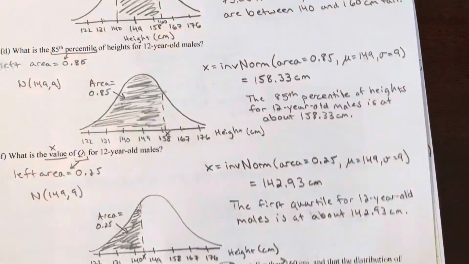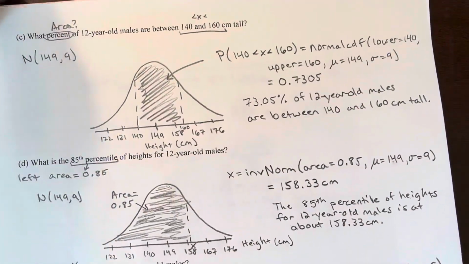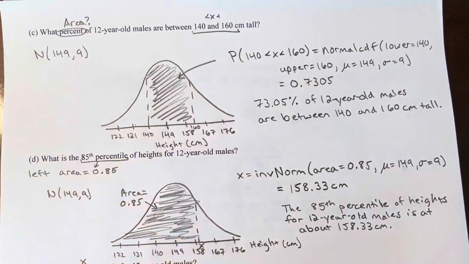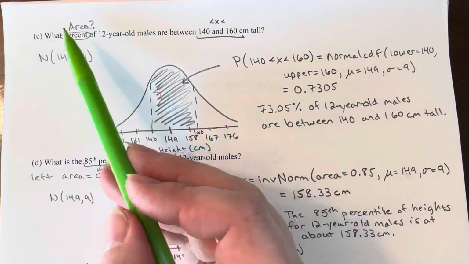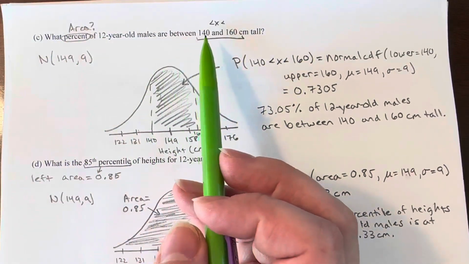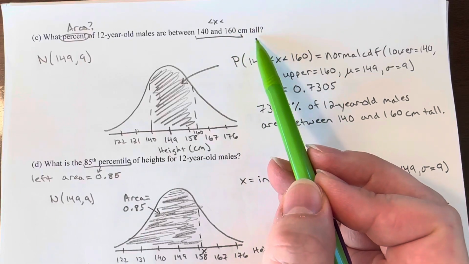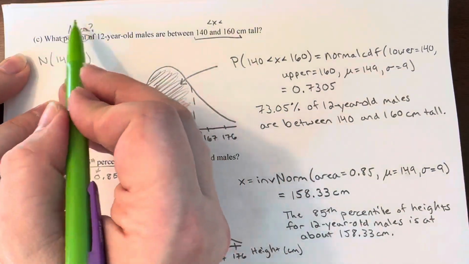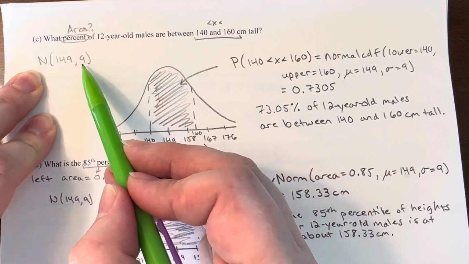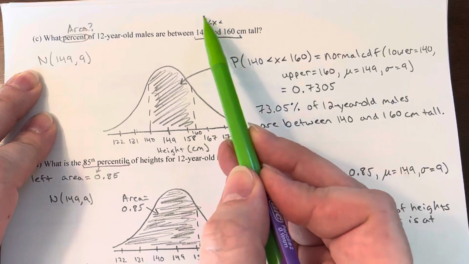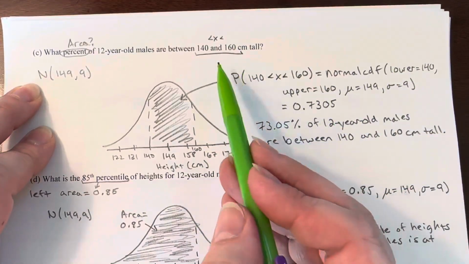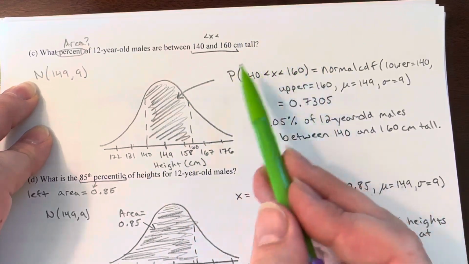Okay, let's go on to our last page of calculations because I want to show you all the different ways that we are required to play with this, all the different things that you might see. All right, so for letter C, what percent of 12-year-old males are between 140 and 160 centimeters tall? Now, again, this is an area. I'm still using my normal distribution with a mean of 149 and standard deviation of 9. And between, X is going to have the less than symbols on either side of it in order to be able to fill in my proportion.